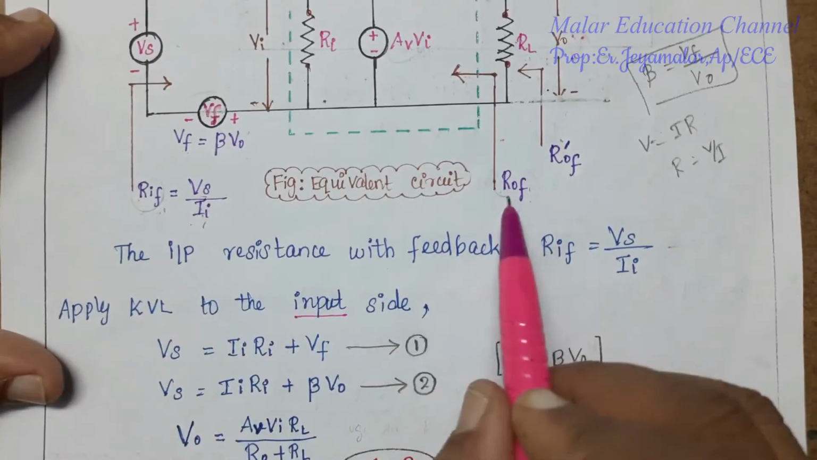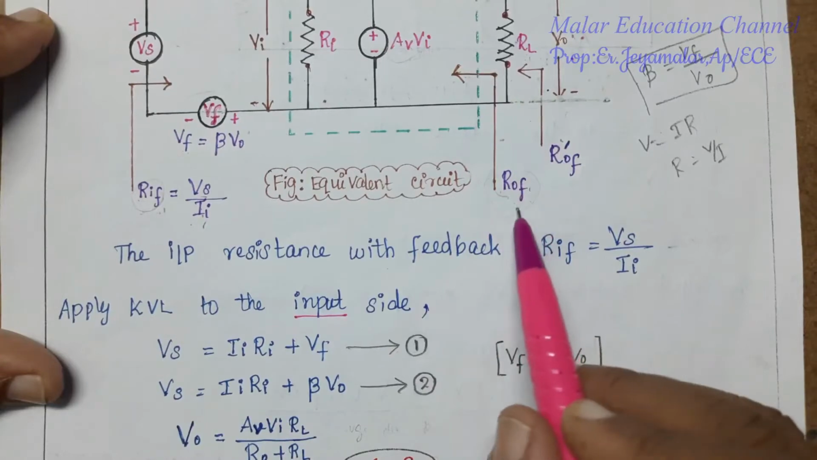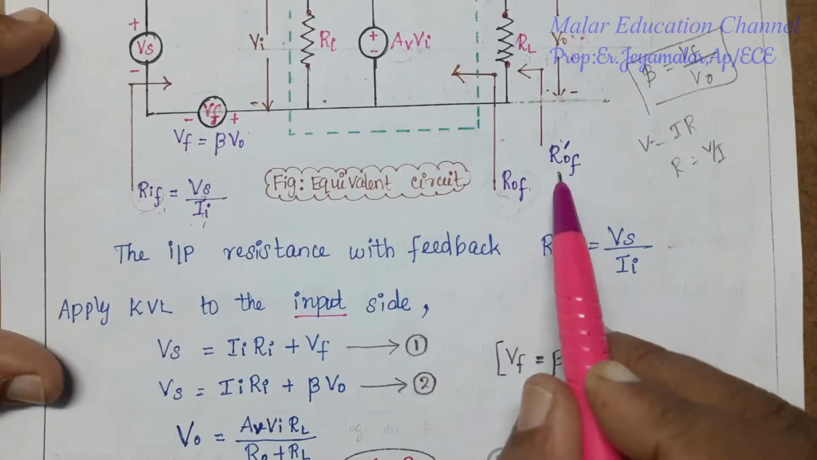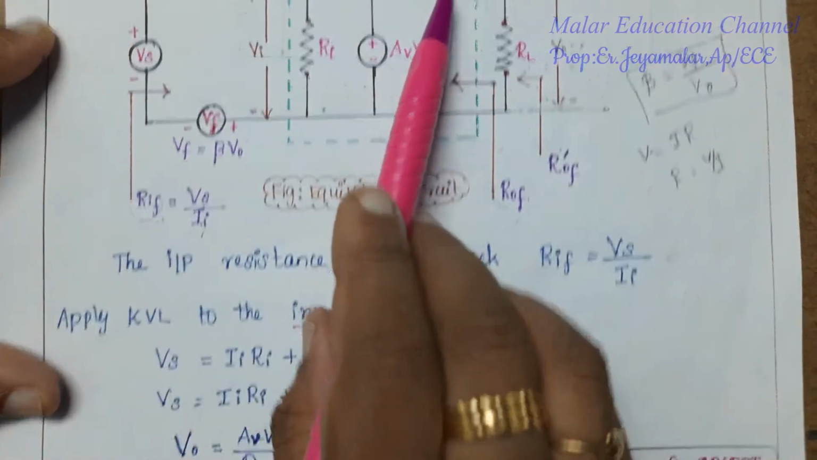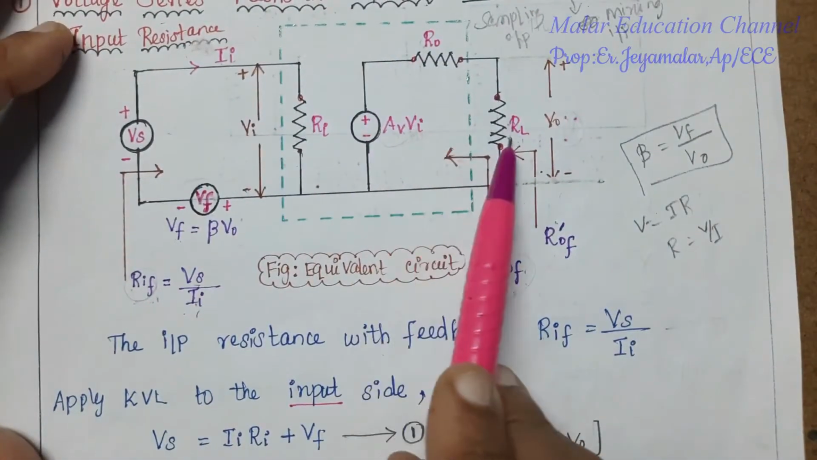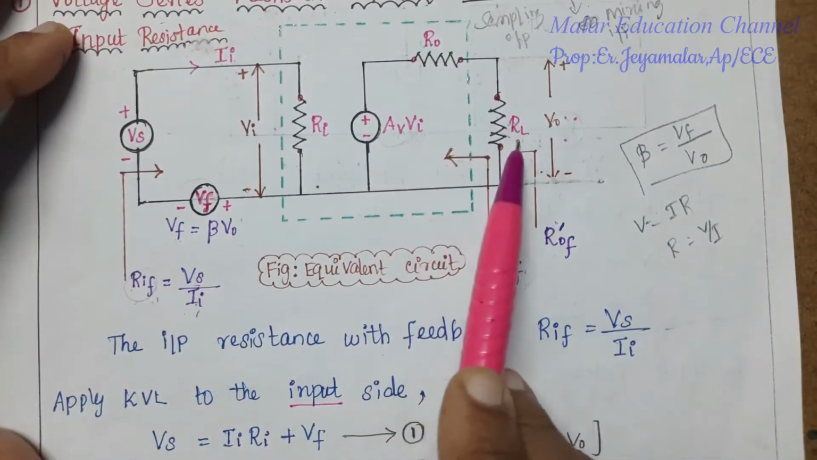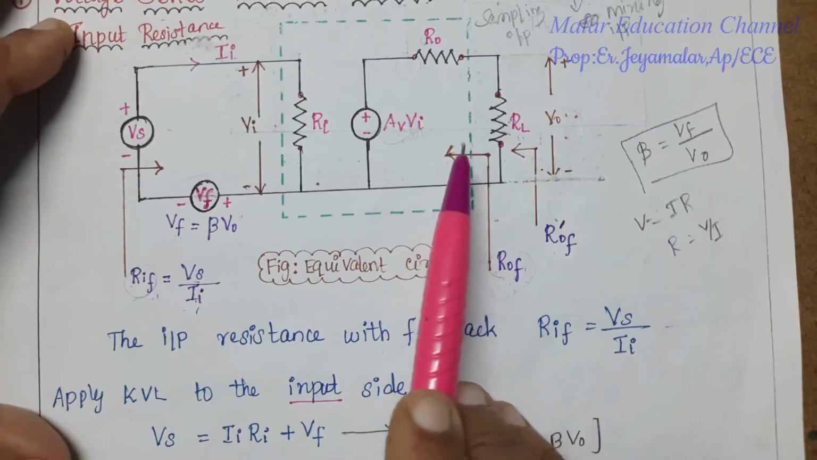Next, this is for output resistance with feedback. This is for simple calculations related to R naught and RL parallel calculation. Okay.